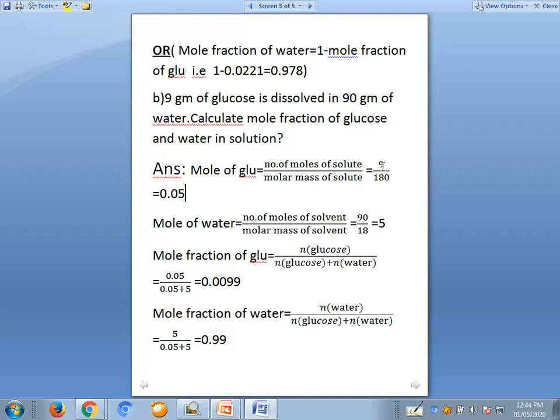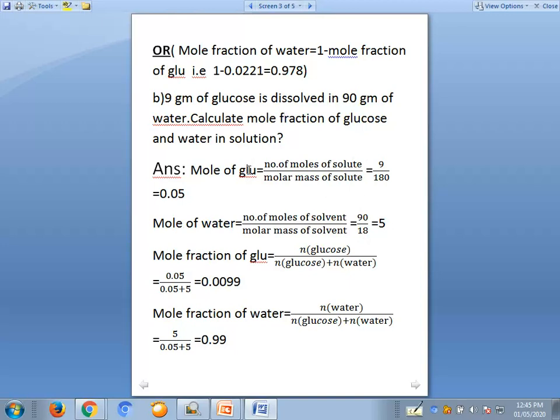So here the mass of solute is 9. When I simplify, I get 0.05. Similarly, calculate the moles of water, that is number of moles of solvent. Here they have given 90 grams. So 90 divided by 18. 18, how? I already told. When I simplify, you'll get the answer as 5.